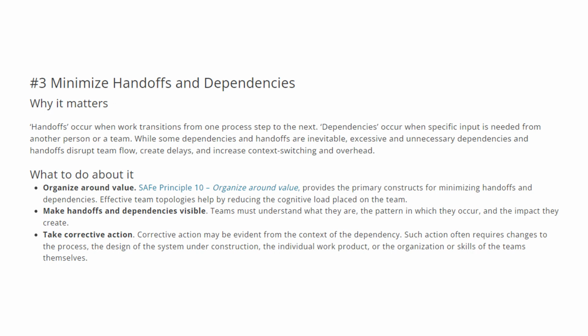The second option is make handoffs and dependencies visible, right? So teams must understand what they are, the pattern in which they occur, and the impact they create. The third one is take corrective action. Corrective action may be evident from the context of the dependencies. Some action often requires changes to the process, design of the system under construction, the individual work product, or the organization or skills of the teams themselves. So these are the three things we can try to apply for minimizing handoffs and dependencies.